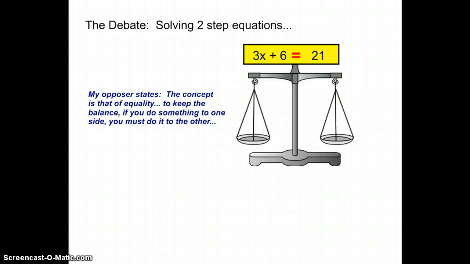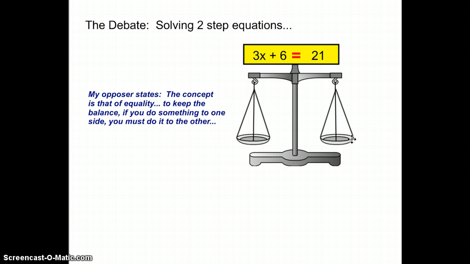So here's the debate. Before I get into my research, the argument was about solving two-step equations, such as 3x plus 6 equals 21. And my opposer states the concept is that of equality, that you need to keep the balance. If you do something to one side, you must do it to the other. And this person always will put their hands out to their side and do this little dance.